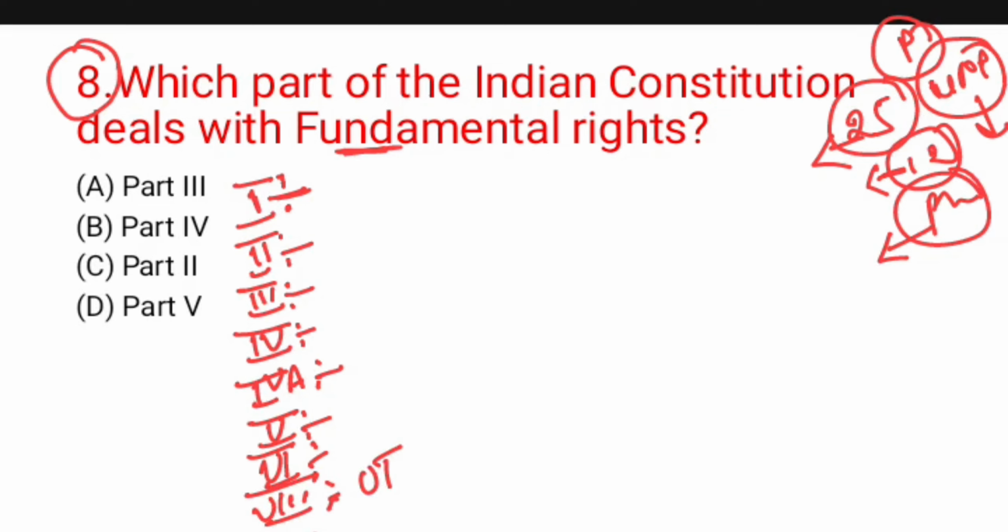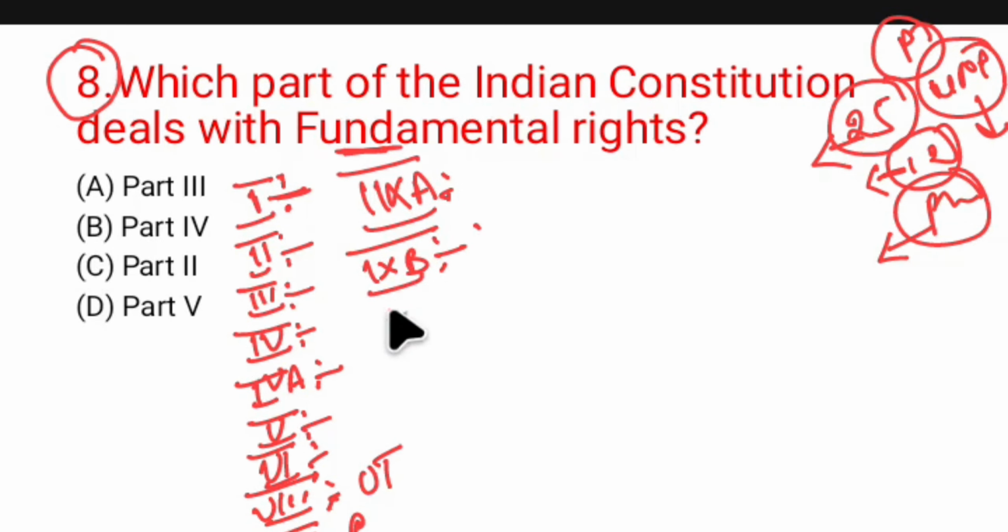Part 9 talks about panchayats. And Part 9A talks about municipalities. Part 9B talks about cooperative societies. Part 10 contains the provisions of scheduled and tribal areas. Part 11 center and state relations. Part 12 finance, property, contracts, so basically the provisions of income tax and also finance commission. All these provisions were mentioned in Part 12.